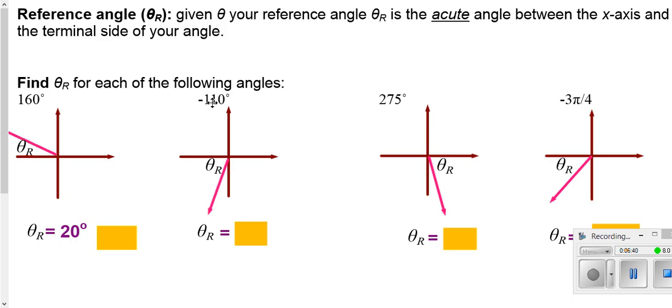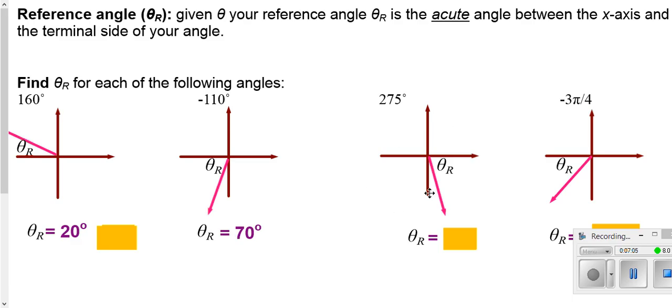When you look at negative 110, here's negative 90 down here to the axis, so negative 110 would have to go a little bit beyond that. So we want to know how far are we from the 180 mark. So this is at 110, we need to look at 180, well that's a 70-degree angle away. Once again, reference angles are always positive and in something from the first quadrant.